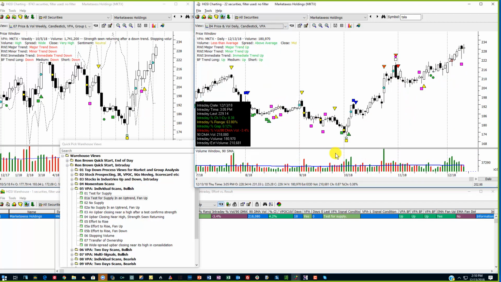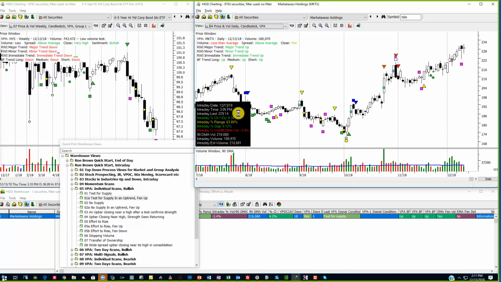I use that chart a lot, and I use this chart a lot because I like to look at the naked VPA flags without any interference from moving averages and so on.